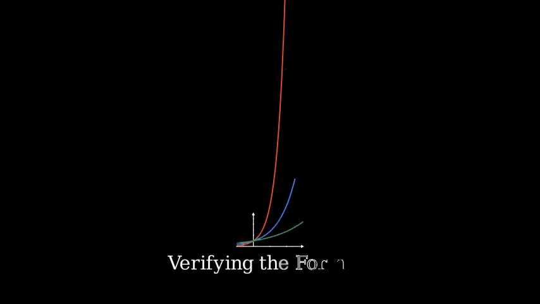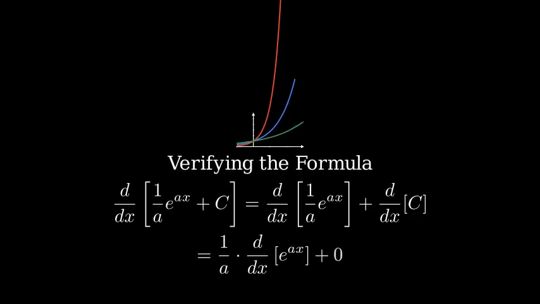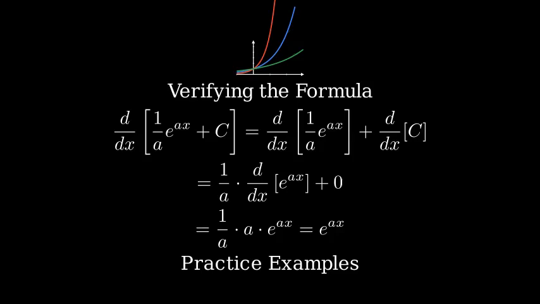Let's verify this formula by differentiating it. If we take the derivative of 1 over a times e to the power of ax, we apply the chain rule. We'll get 1 over a times the derivative of e to the power of ax, which is a times e to the power of ax. The a's cancel out, giving us exactly e to the power of ax, which is our original function. Now, let's practice with a few examples.